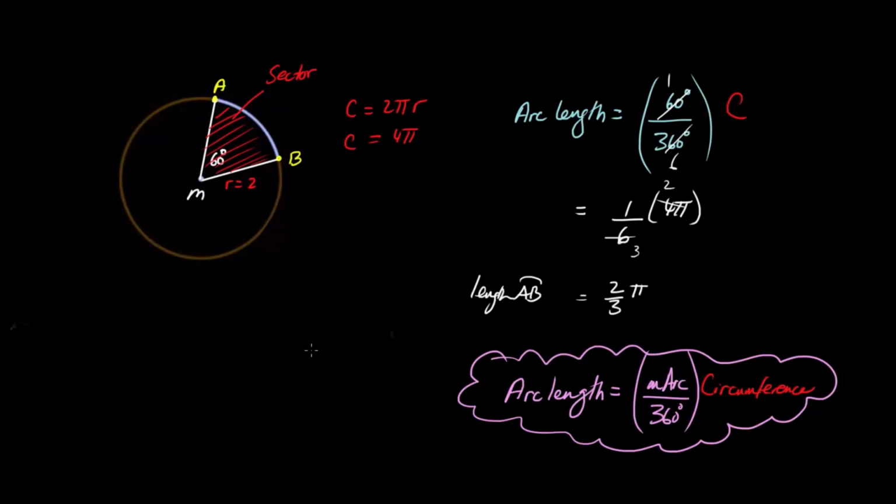And finally, I suggest to you that you calculate arc lengths by taking some fraction of the entire circumference. And the fraction is the measure of the arc out of the 360 degrees. So that will give you the actual arc length.